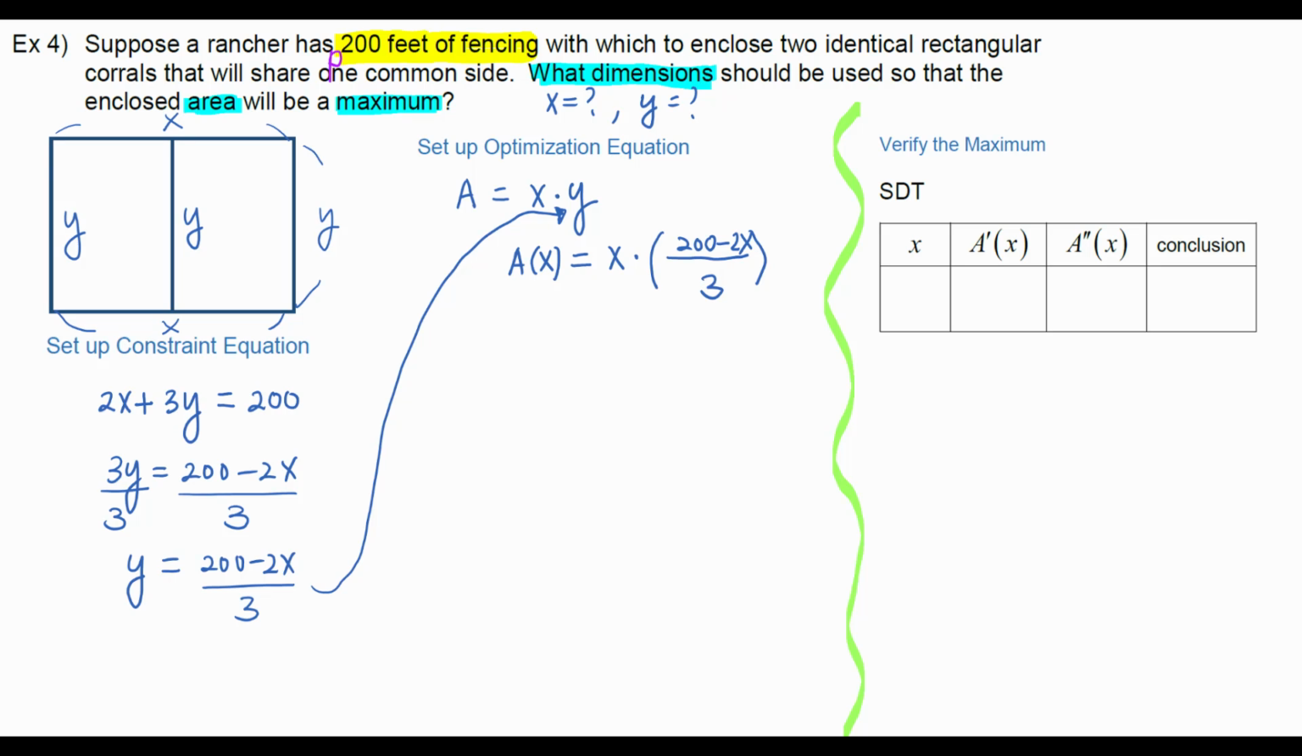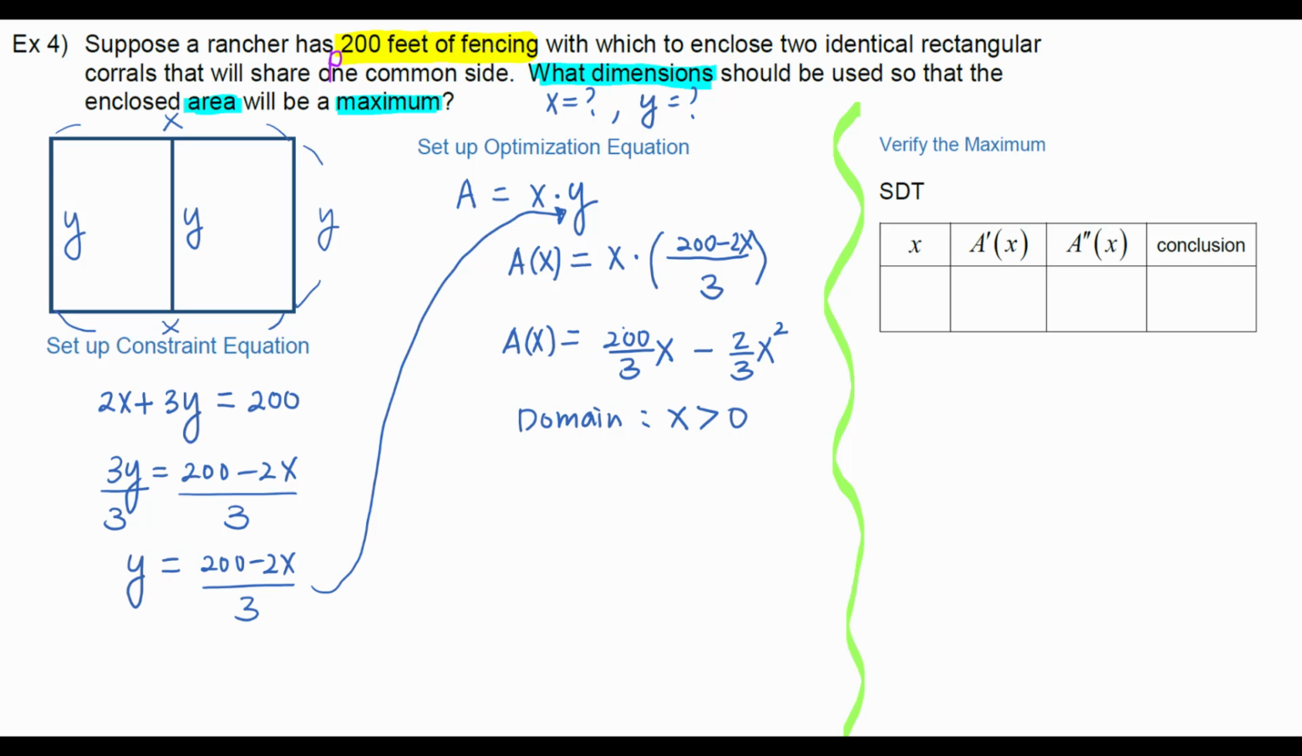So then I'm going to distribute this, and I'm thinking about taking the derivative soon. So I'm just going to make this look like a polynomial. It's very easy to take the derivative then. I don't want the product, I don't want the quotient. So let me just rewrite this as 200 over 3 x. x is distributed. The next term is negative 2/3 x squared. And what is the domain? x is the length of this corral, so it cannot be negative, and it has to be a positive number. So domain is x has to be a positive number.